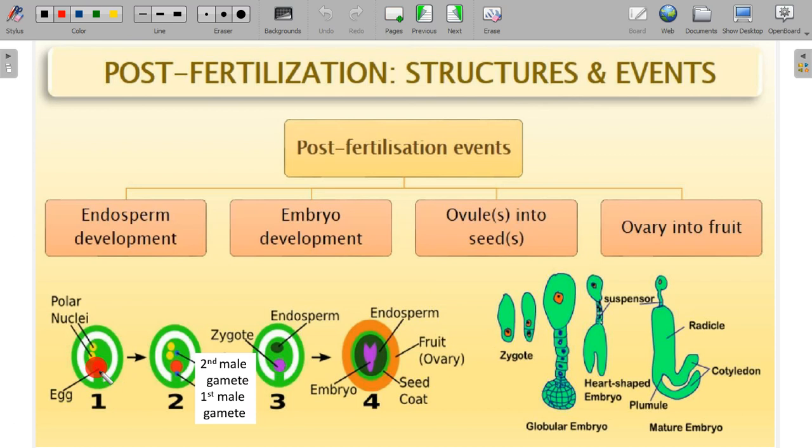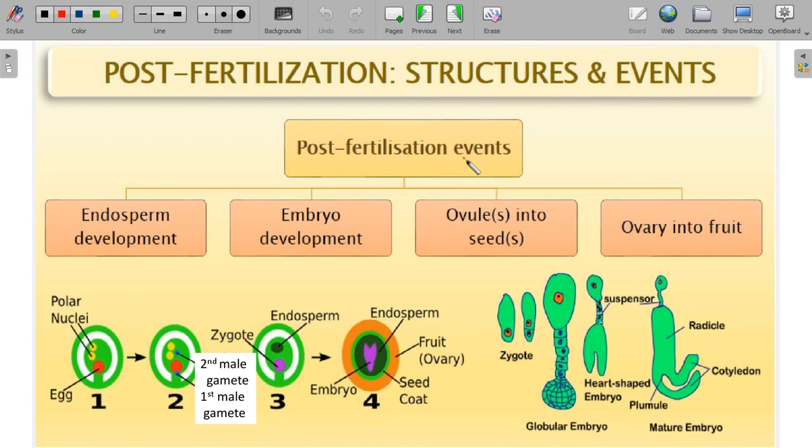You know that the egg cell and the central cell with two polar nuclei are there. Don't draw this diagram for your examination, it is for your understanding. The first male gamete will fuse with the egg cell. The second male gamete will fuse with the central cell with two polar nuclei. As a result of syngamy, we get a zygote. As a result of triple fusion, the primary endosperm nucleus is formed. The zygote will transform to an embryo only when the required amount of endosperm is formed, because endosperm will nourish the zygote. Afterwards, the zygote will transform into various stages.